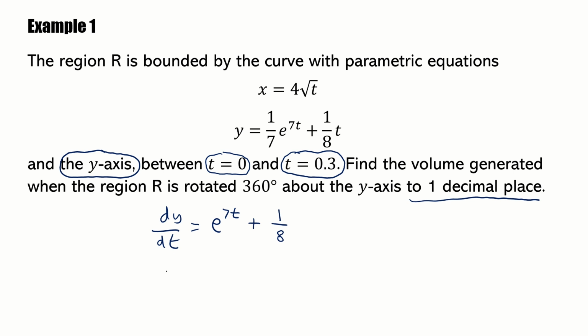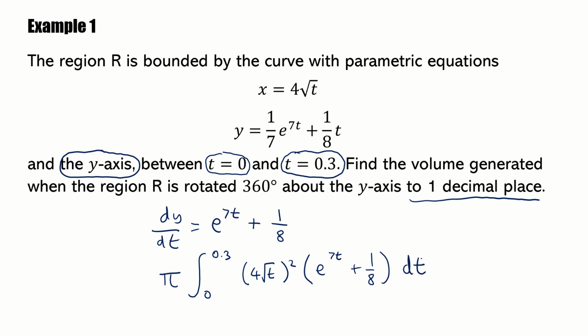Nice and easy. So therefore our integral will be pi lots of the integral from 0 to 0.3 as our t limits. We're going to have x all squared, so that would be 4 lots of the square root of t, all squared, times our dy over dt, which was e to the 7t plus 1/8. And then we're going to be integrating all of that with respect to t. So that's what we've got to do to complete this question.